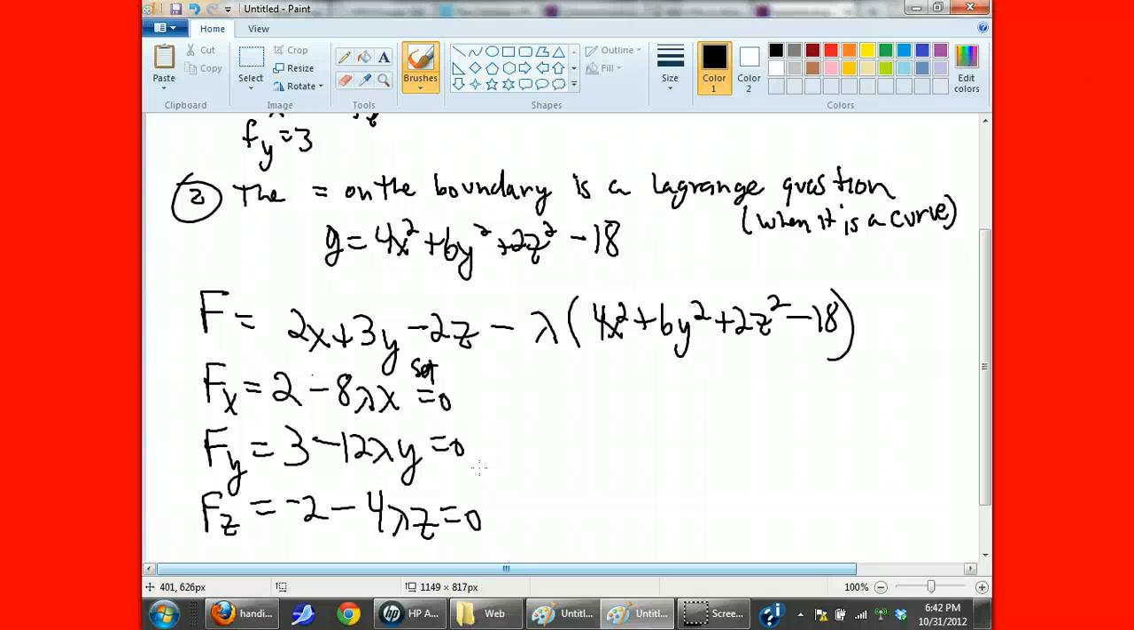Technically, we have to be careful about what we're doing here, because when we do the solve for lambda approach, we're dividing by x and y and z. Just make sure they can't be 0. On the one hand, it says that lambda is 2 over 8x. On the other hand, lambda is 3 over 12y. On the other hand, lambda is negative 2 over 4z.